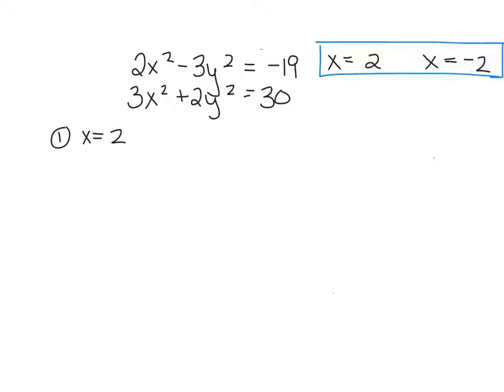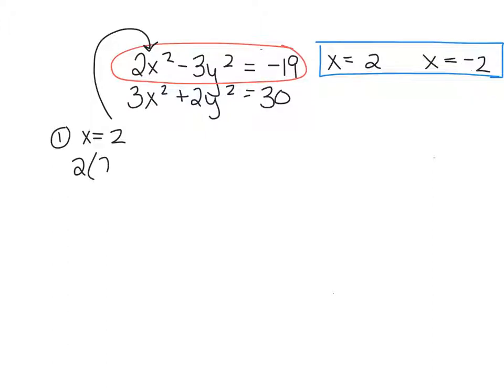And I'm going to choose the top equation to plug in the 2 for x. You can also choose the bottom equation, it doesn't matter. So I'm simply going to take the 2 and replace the x with a 2 in the top equation. So I have 2 times 2 squared minus 3y squared equals negative 19. And I'm going to solve for y.